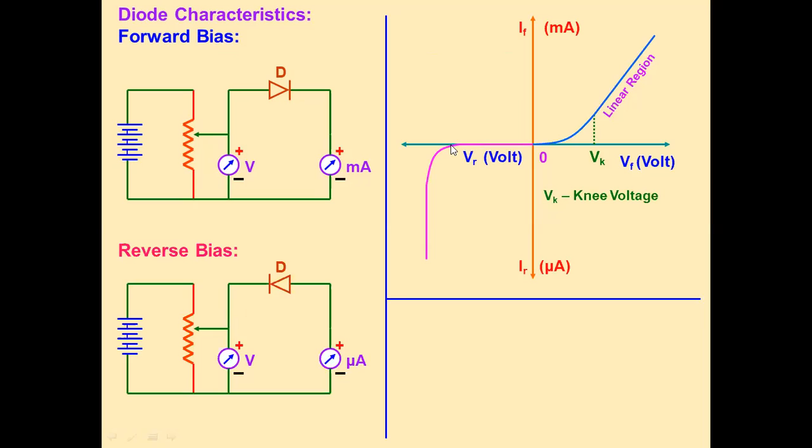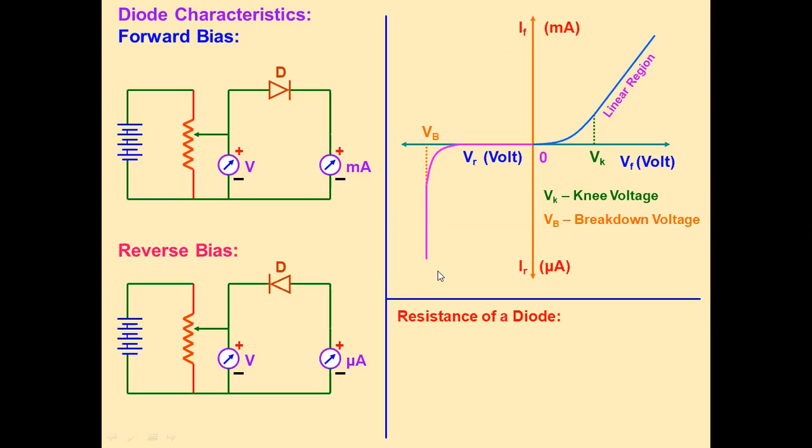But when this voltage is greater than the breakdown voltage, then breakdown takes place, and the voltage at which breakdown takes place is known as the breakdown voltage. And at the breakdown voltage, the current increases sharply, and this current is maximum, in microamperes.